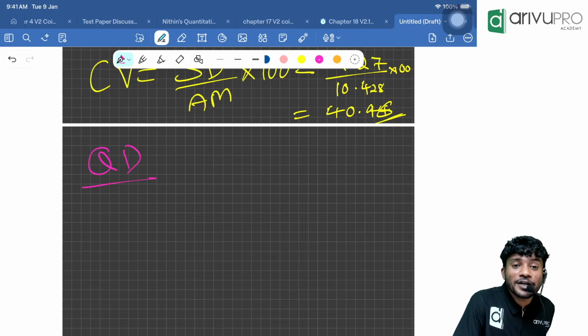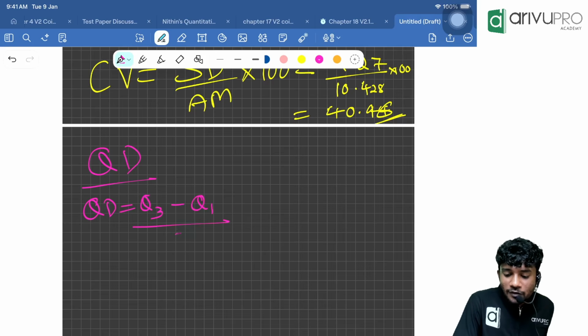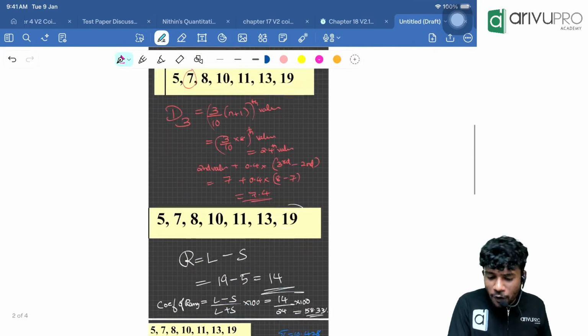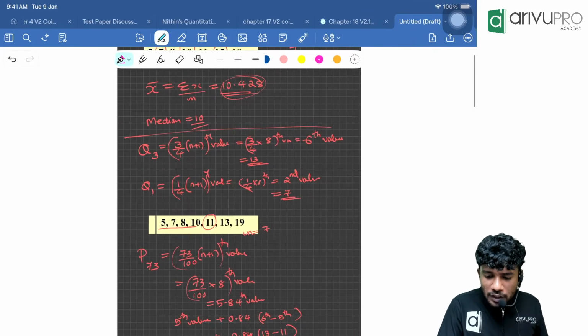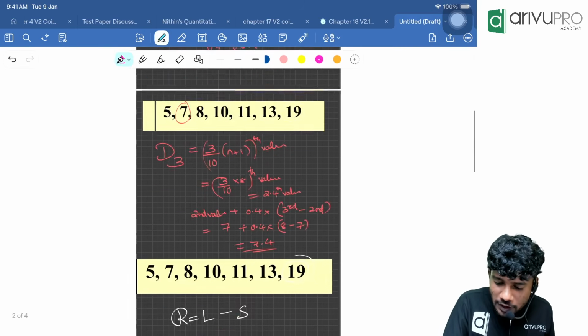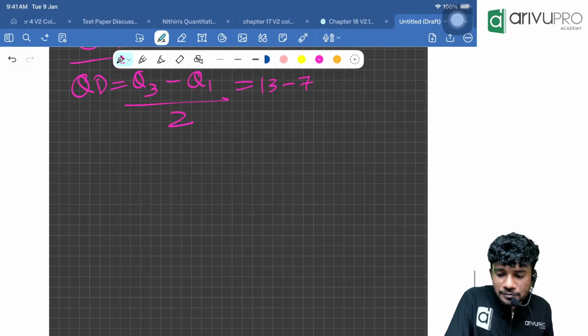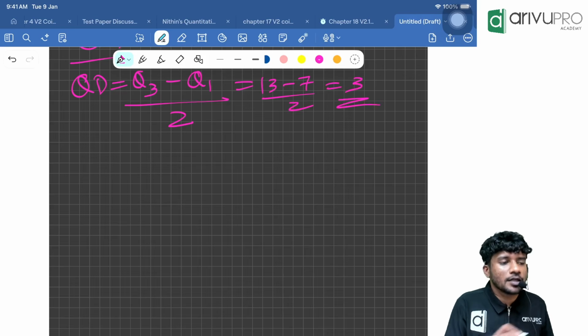What is the formula for quartile deviation? QD is Q3 minus Q1 divided by 2. If you remember, we already found the value of Q3. Q3 was how much? 13. Q1 was how much? 7. So 13 minus 7 divided by 2. You do that and get me the answer. Answer is 3. Done.